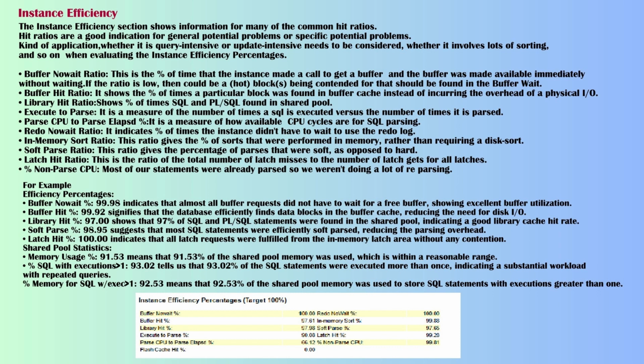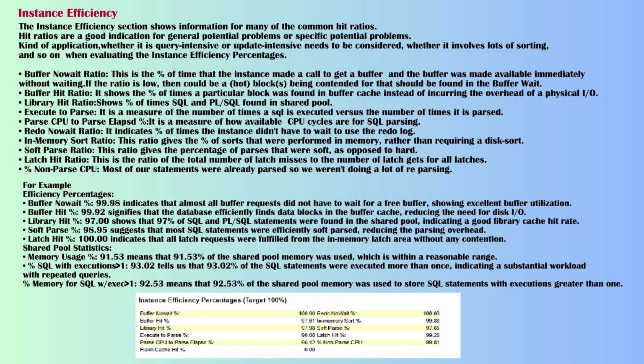Latch hit ratio. This is the ratio of the total number of latch misses to the number of latch gets for all latches. A latch hit percent of less than 99% is usually a big problem. Also check the shared pool statistics. If the end value is in the high 95% to 100% range, this is an indication that the shared pool needs to be increased, especially if the begin value is much smaller.